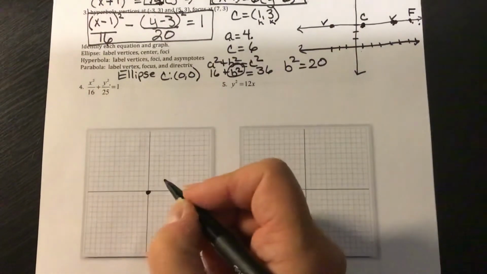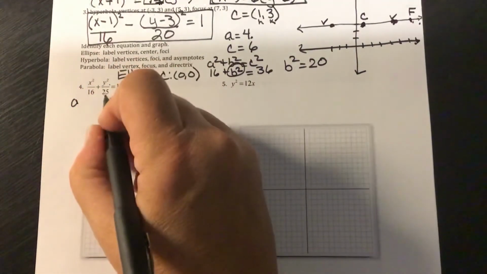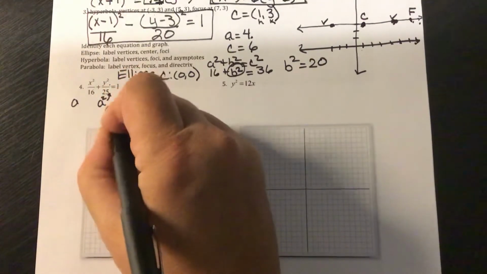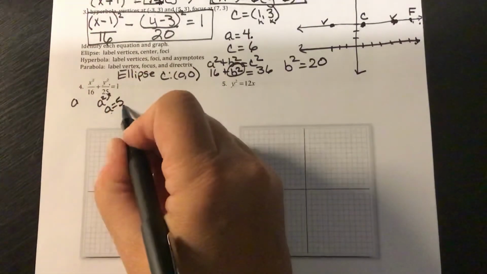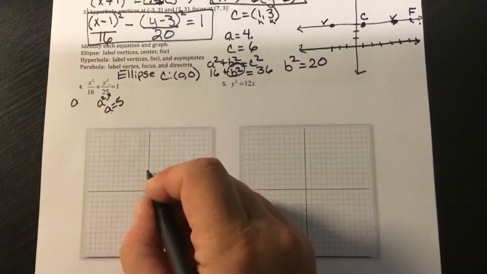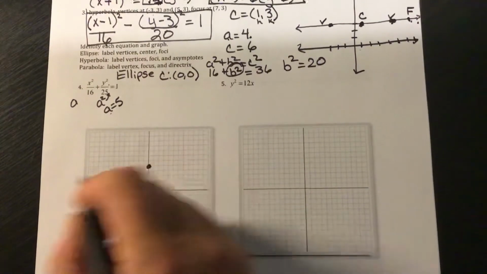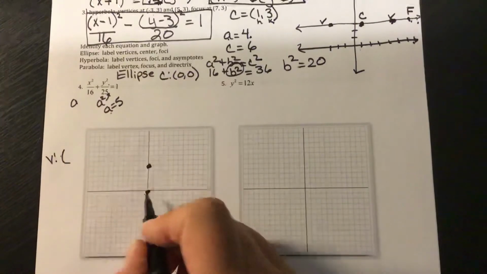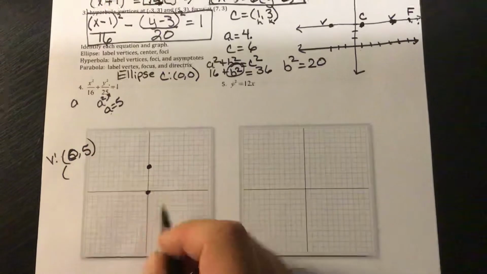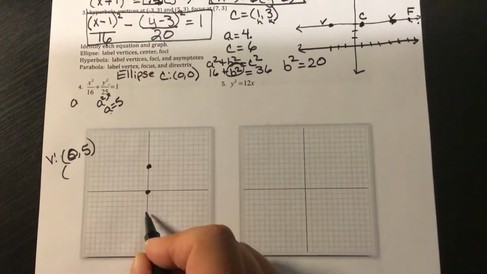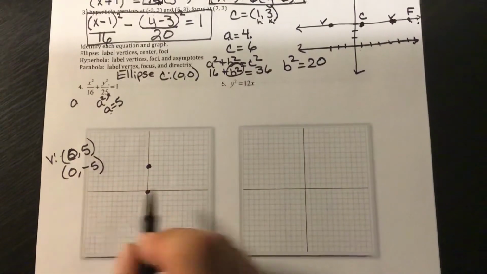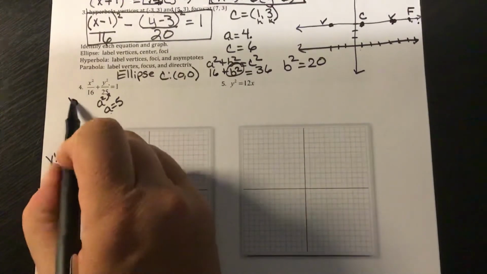So here's my center. My big number is 25, so a squared is 25, so a is going to be 5. So 5 up and down on the y-axis, 1, 2, 3, 4, 5. So this is for my vertices, over 0, up 5, 0, 5. And then I'm going to have one in the other direction. This is 0, -5.